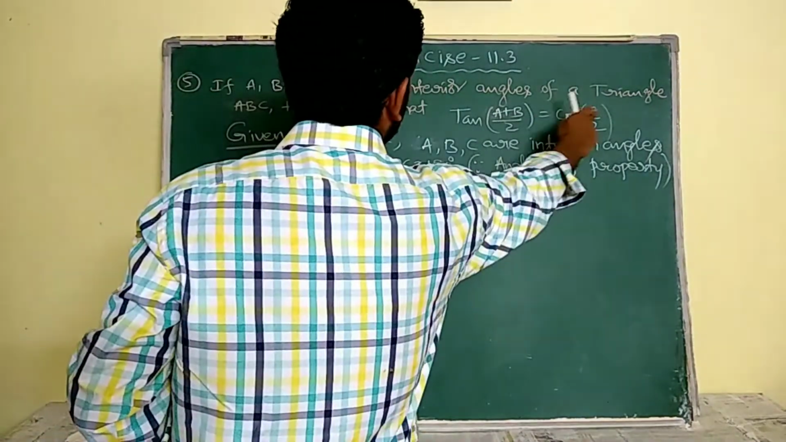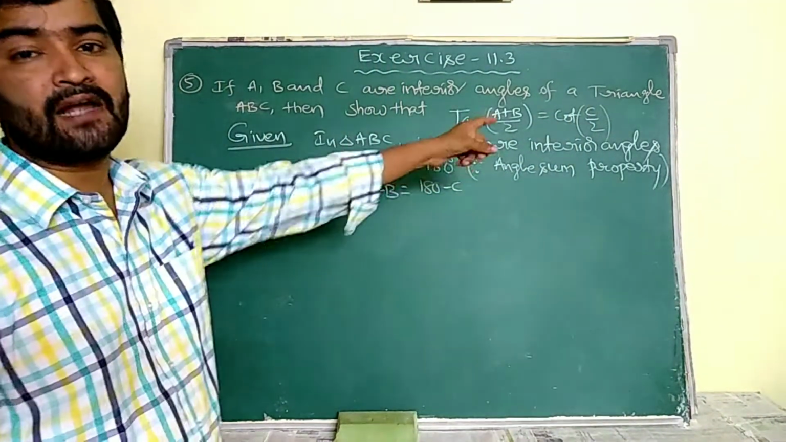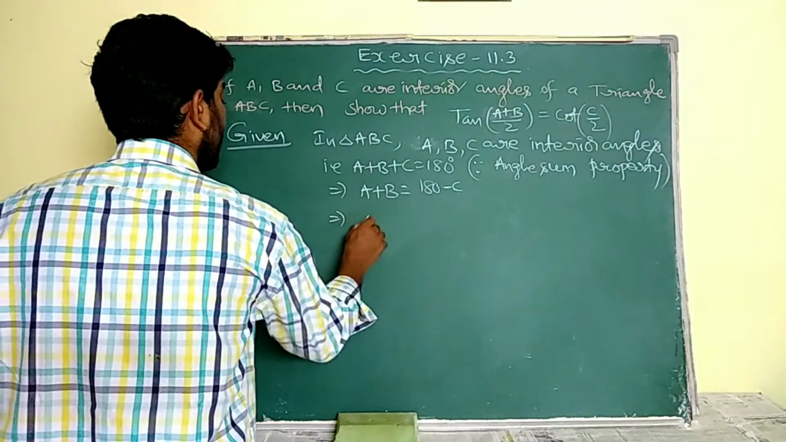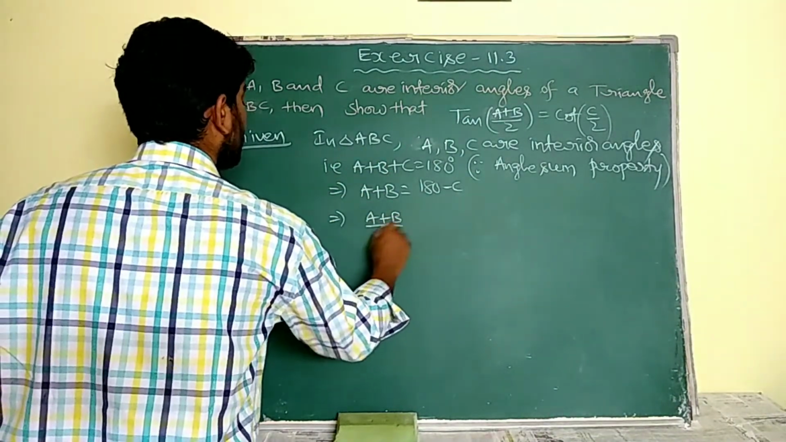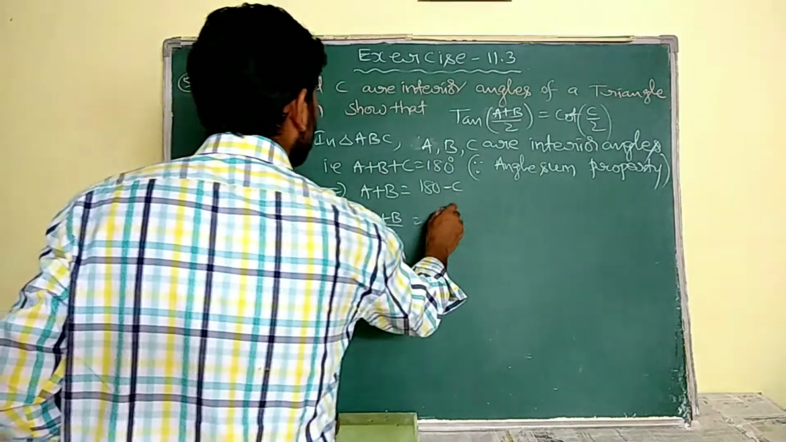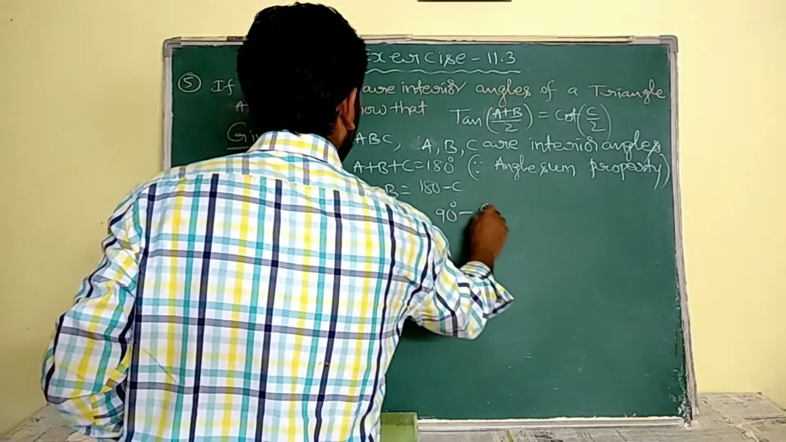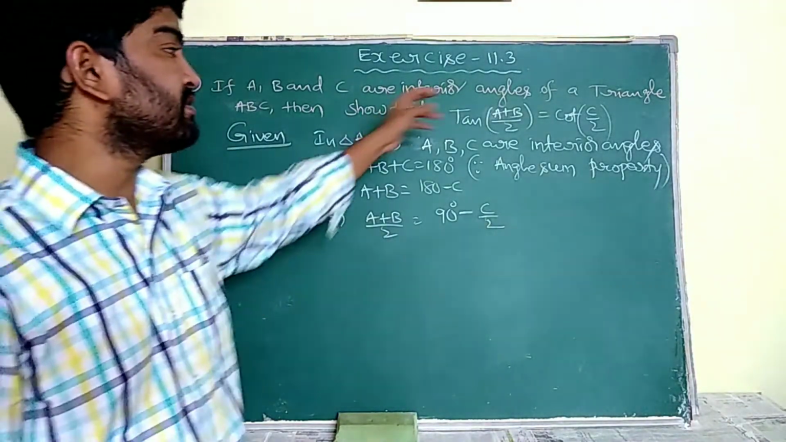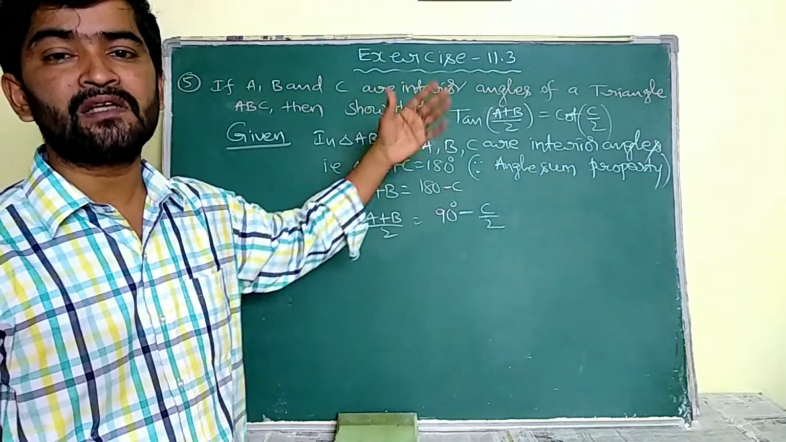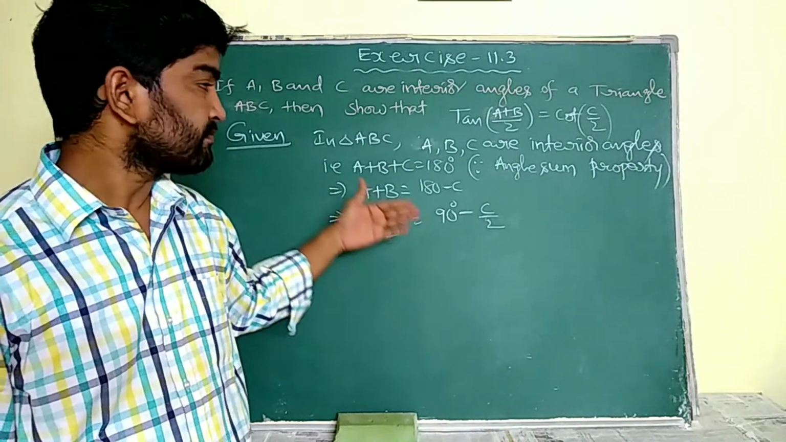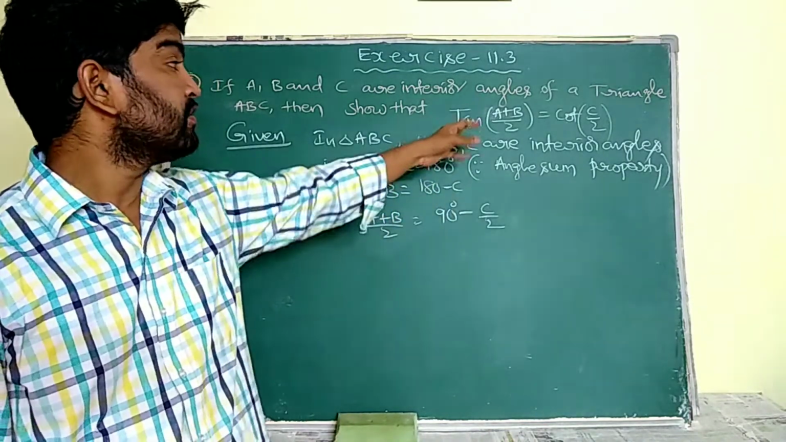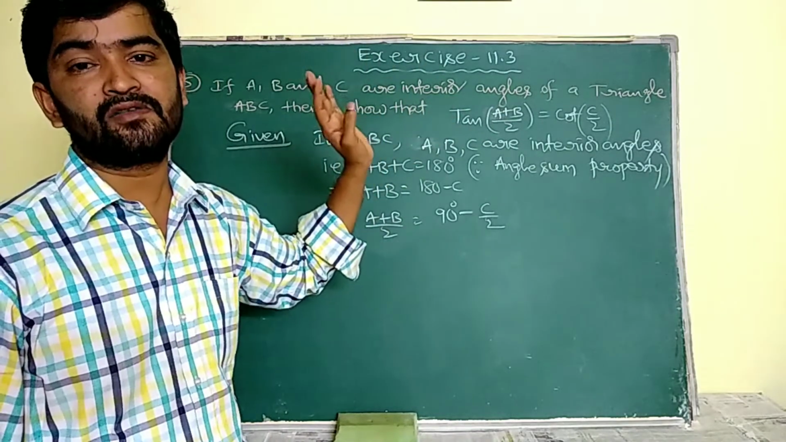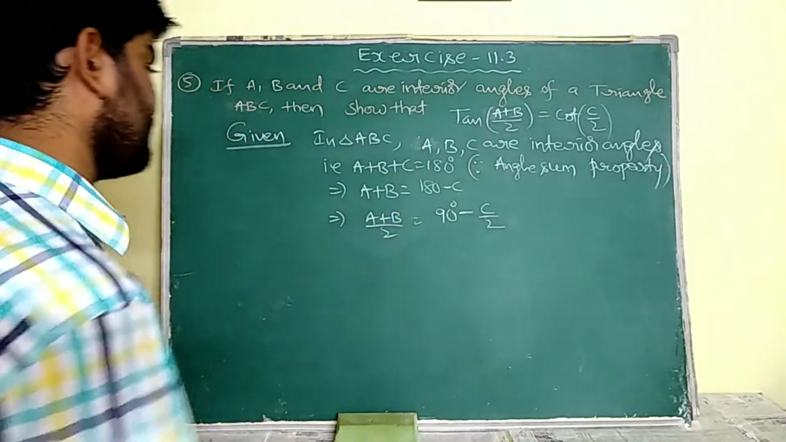And once again observe the answers. In the answers we are having by 2 also. So just do the by 2 here. Okay, (A plus B) by 2 is equal to 180 by 2, which means 90 degrees, minus C by 2. Okay, and also once again observe the answers. By observing the answer we are going to solve this problem simply. So here on the left side of that equal to I am having tan. So just apply tan on both sides.